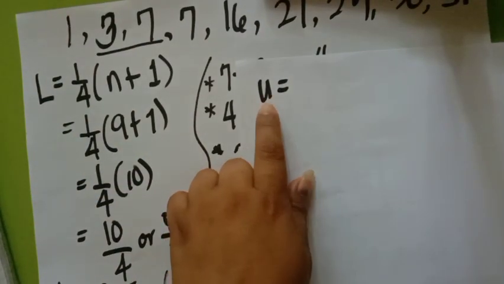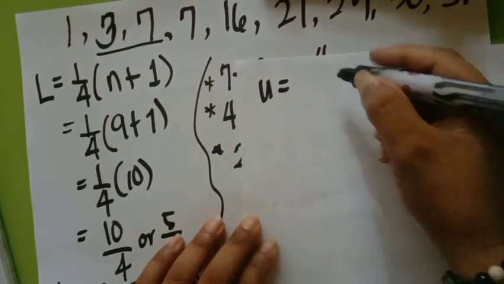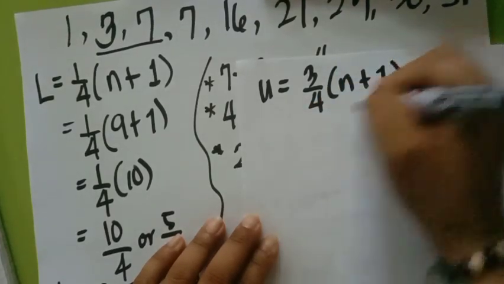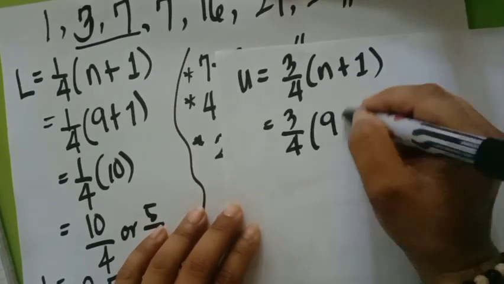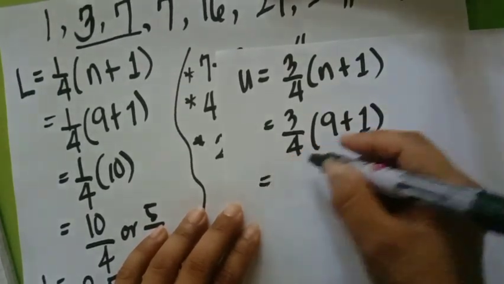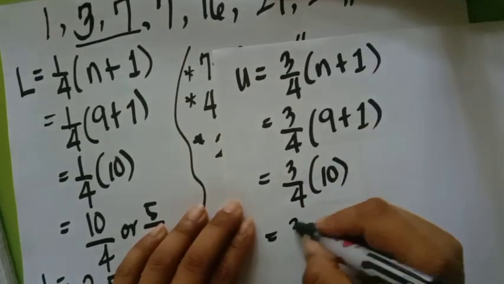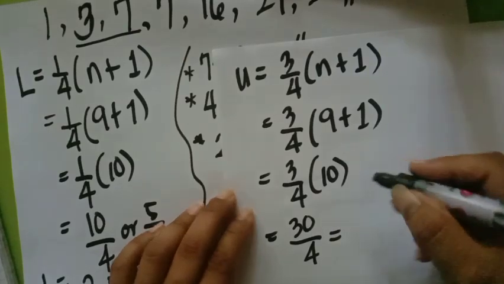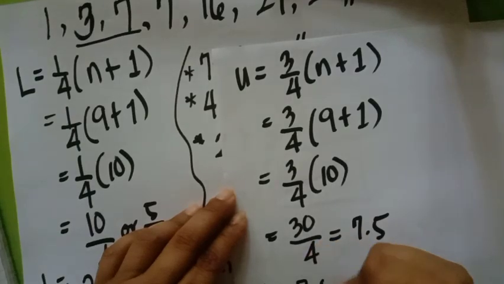Ang pinagkaiba lang niya is yung formula ng U. Kasi upper quartile or Q3 ang kinukuha natin. So, ang U naman ay 3/4 times N plus 1. So, this is 3/4 times, ang N natin is 9 plus 1. So, this is 3/4 times 10. So, this is 30 divided by 4. And that is equal to 7.5. So, yung U natin is 7.5.